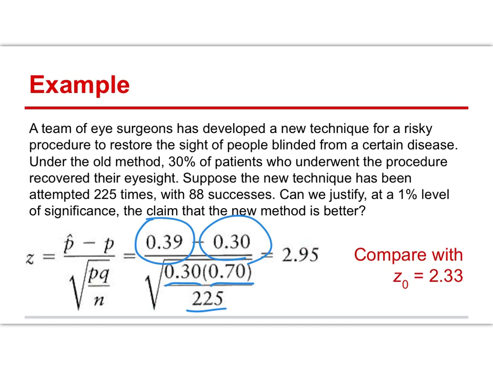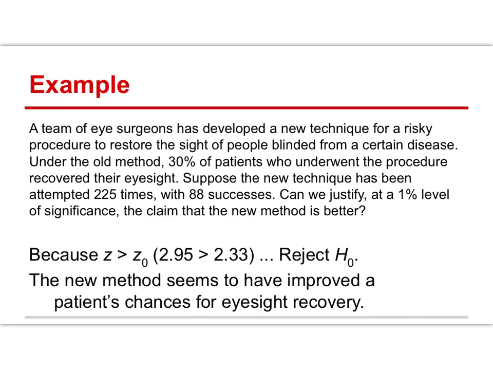Compare that with the critical value that we were looking for, 2.33. We have exceeded that. 2.95 is greater than 2.33, and as a result, we will conclude that we should reject the null hypothesis.